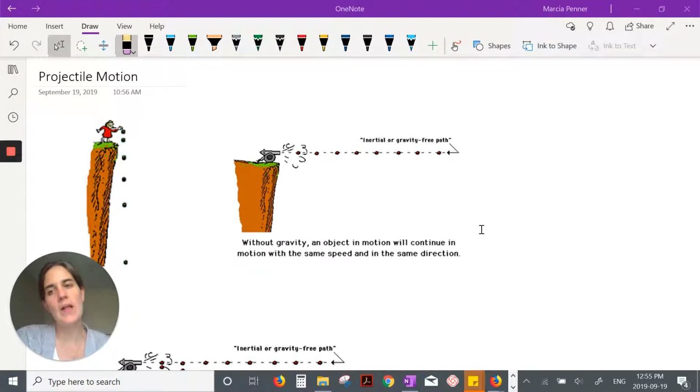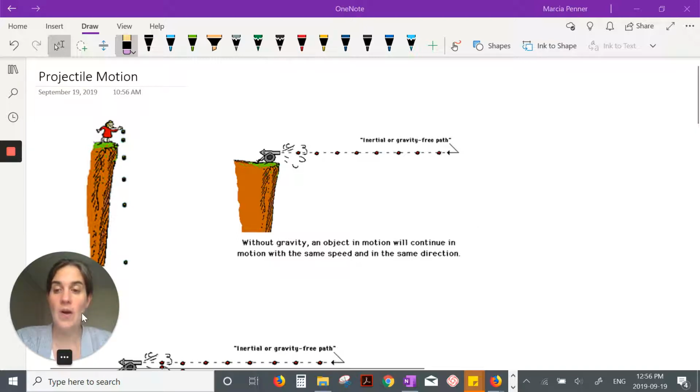Hello all, and welcome to my tutorial on projectile motion, an introduction to all of its goodness and the different types of motion that are involved with the different vertical and horizontal components.